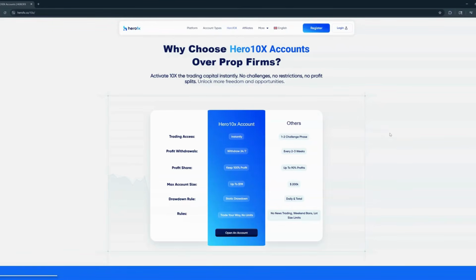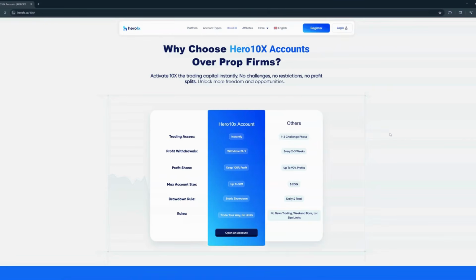If you put $100,000 into this broker, they're going to give you $1 million in trading capital. You get this instantly. You can withdraw 24/7. My withdrawal came within minutes. I have a video on my YouTube that'll show you that I was able to make a withdrawal from this broker instantly. Another thing is that you keep 100% of the profits. And the only rule that they have is a static drawdown, which is 10% of the account.